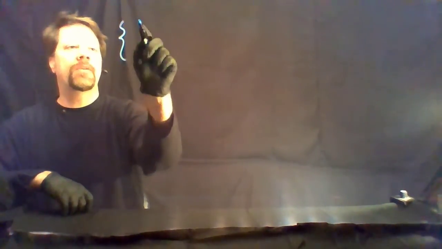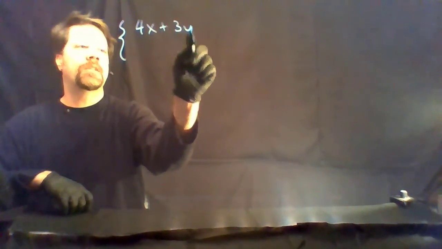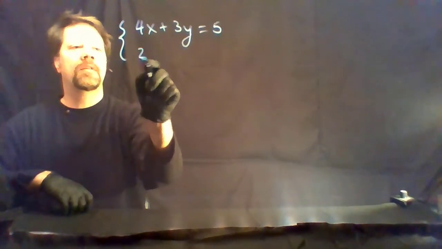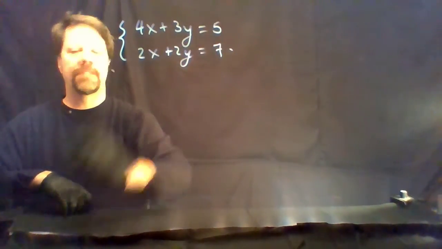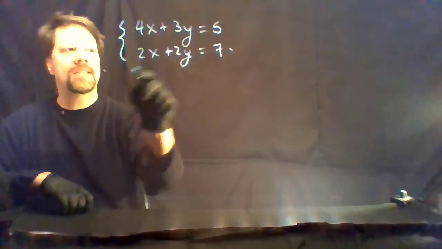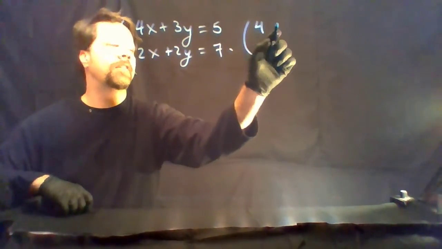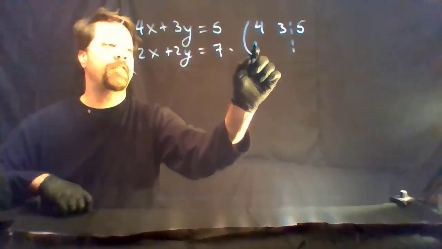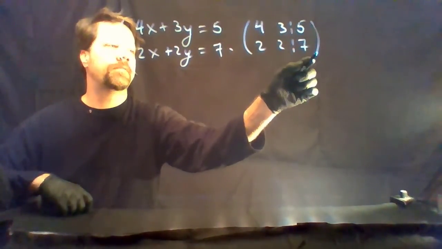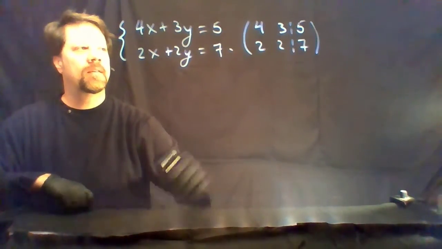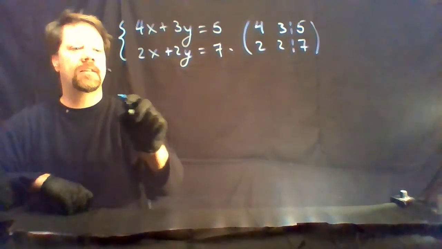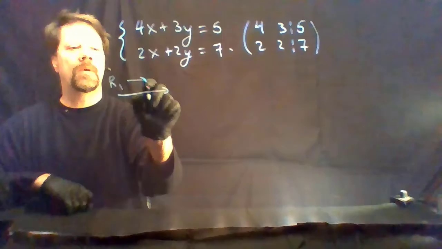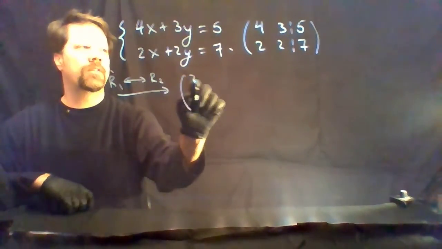Let's perform a little example. Suppose I start off with the system of equations 4x plus 3y equals 5, 2x, let's say, plus 2y equals 7. We can place this into an augmented array: 4, 3, 5, 2, 2, 7. Now, note that I can switch first and second rows. Row 1 and row 2 get switched.